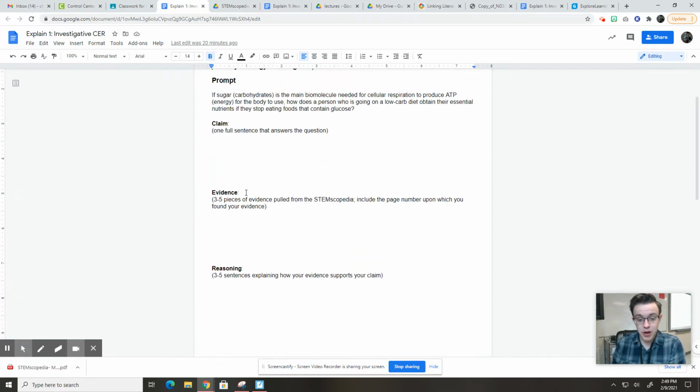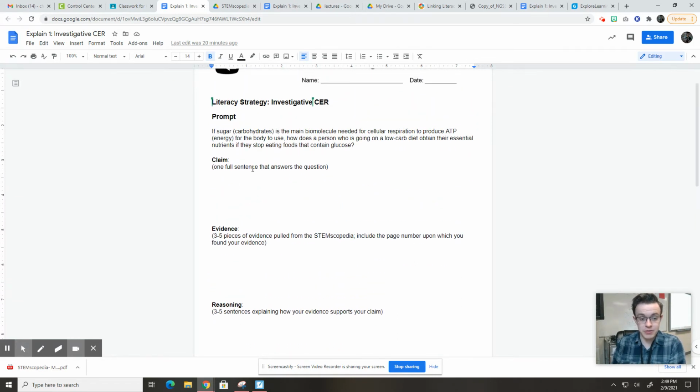So you're going to look through the Stemscopedia to find evidence. The first thing you probably want to do is look for evidence to the answer to the question. Then develop the correct claim. So your claim will be one full sentence. Your evidence needs to be between 3 and 5, at least. If you want to have more than that, I suppose it's okay, but between 3 and 5 pieces of evidence pulled from the Stemscopedia, not pulled from the internet. And you have to cite the page number upon which you found your evidence for this CER. And you can just bullet point those. You can just list those.